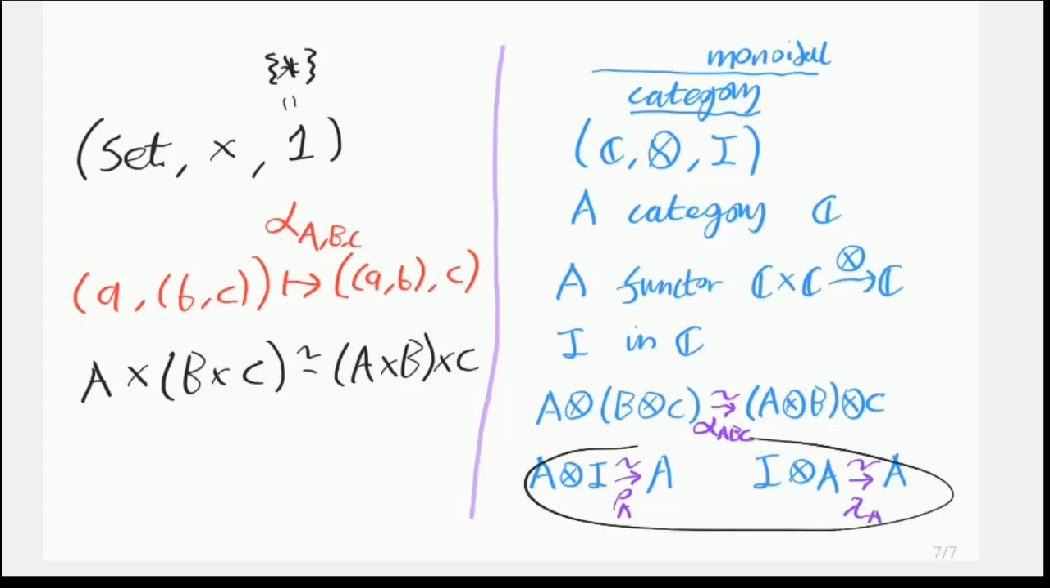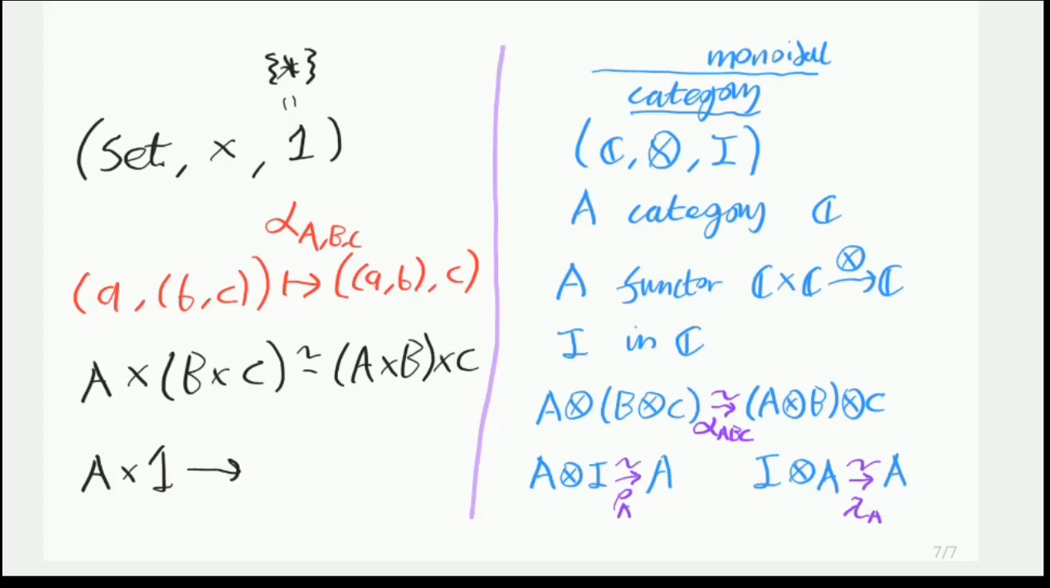And also we're going to have these unitors here. So we can go from A times 1 to A, and we can do that by sending the element (a, star) to the element a. And that gives us the right unitor, and the left unitor works in a similar way just by dropping the star off on the left hand side. And so hopefully you can see that Set can be thought of as a monoidal category.